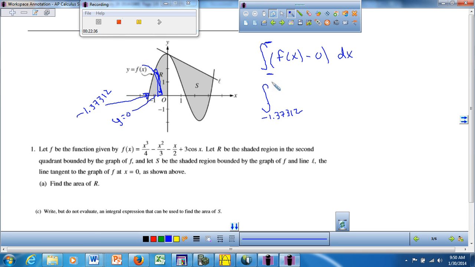So our integral is going to go from negative 1.37312 to 0, and our functions y1 and y2, well, our y1 is this whole thing, x cubed over 4 minus x squared over 3 minus x over 2 plus 3 cosine x. That's our f of x. And what's my bottom function? Y equals 0, so minus 0. So that's what we're doing, dx.